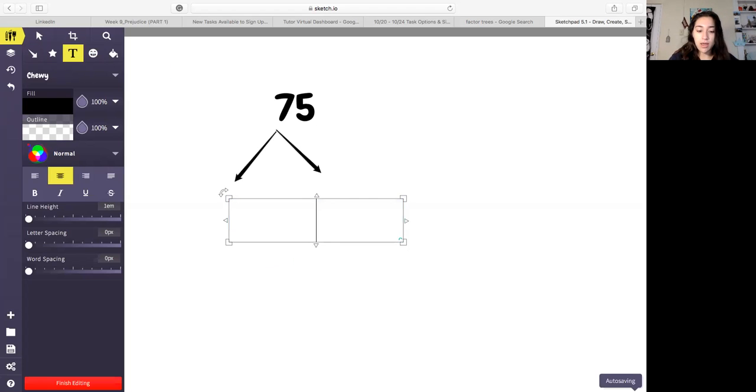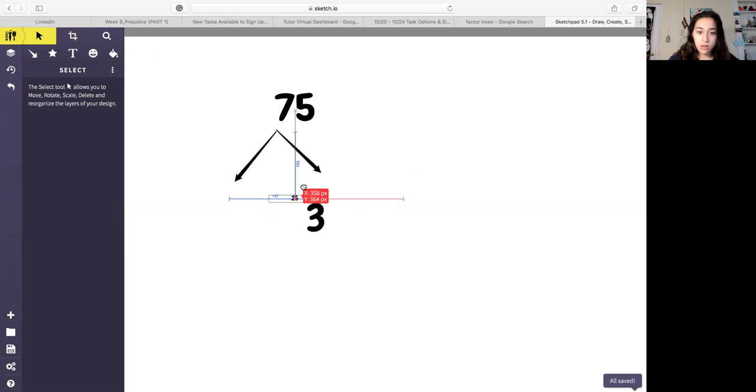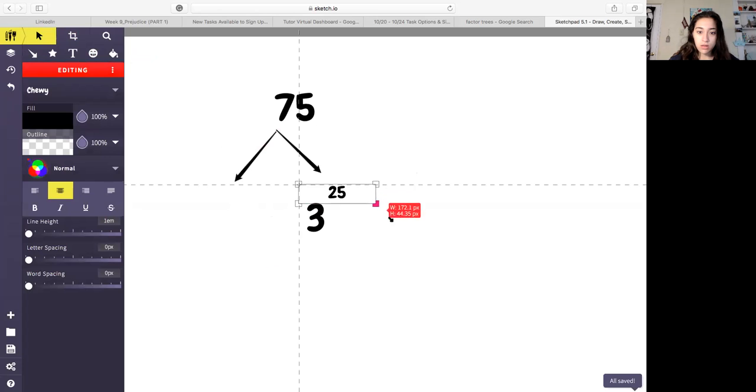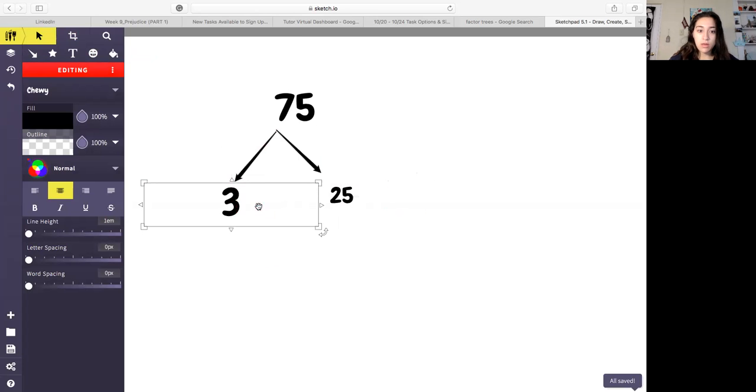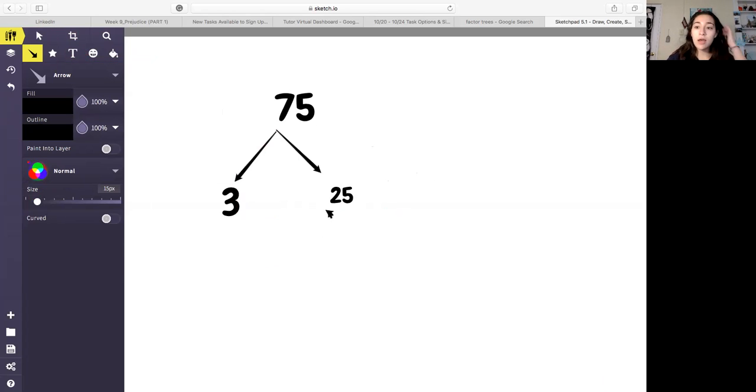Okay, so 3 is a prime number. There's nothing else that goes into it aside from 3 and 1. But 25 still has factors. From 25, the two smallest numbers that I can think of are 5 and 5. 25 isn't a prime number because not only is 25 times 1 a way that you can get 25, but also 5 times 5.